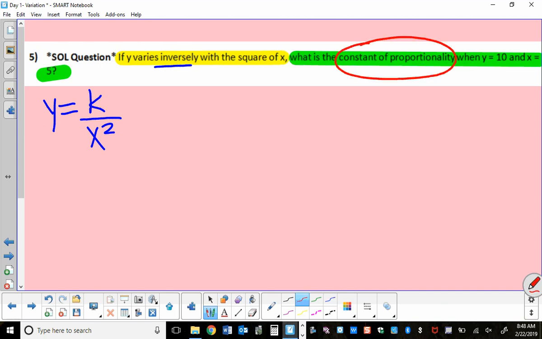Notice, they aren't asking you for 3 different things. This is a 2-step problem. We have our equation, my next step, they're just asking for the k. So once we get our k, then we stop. There's nothing else to do after that.